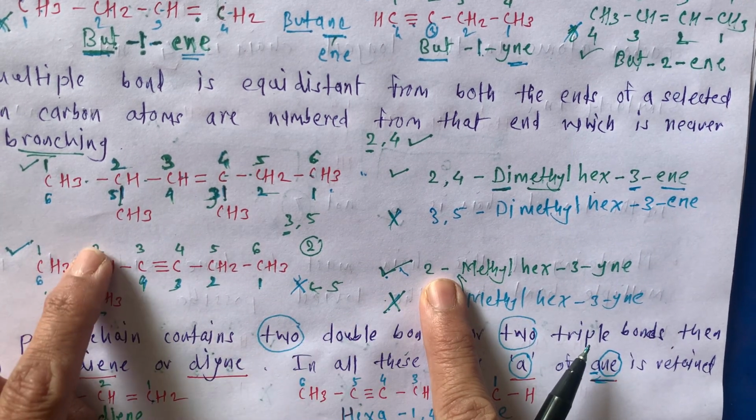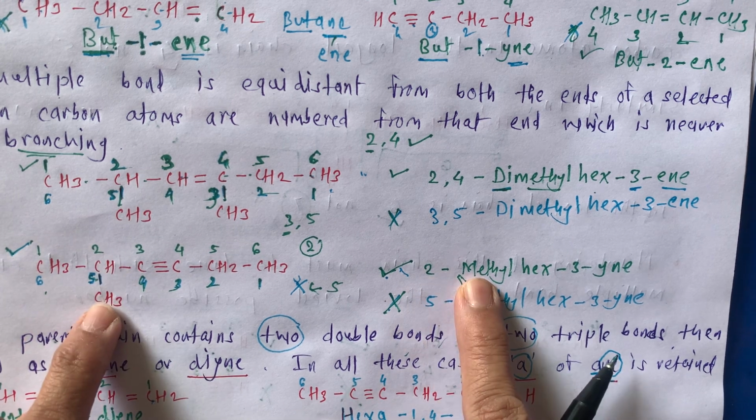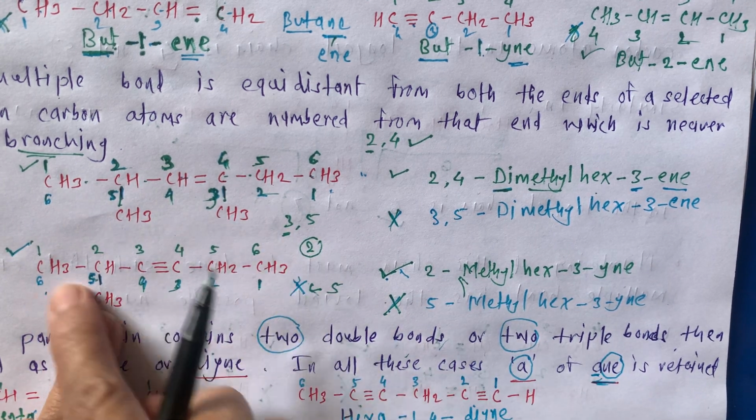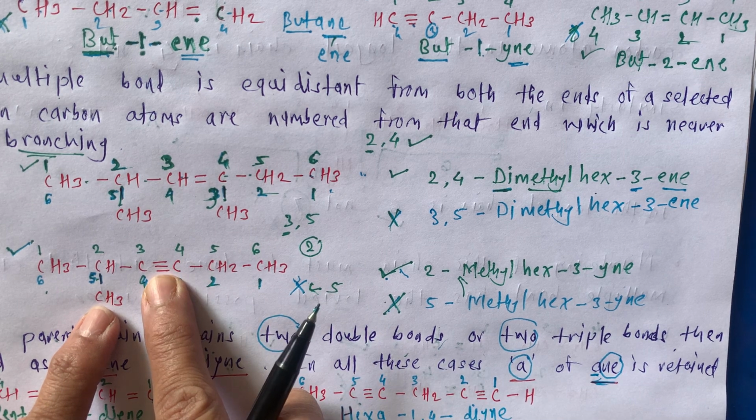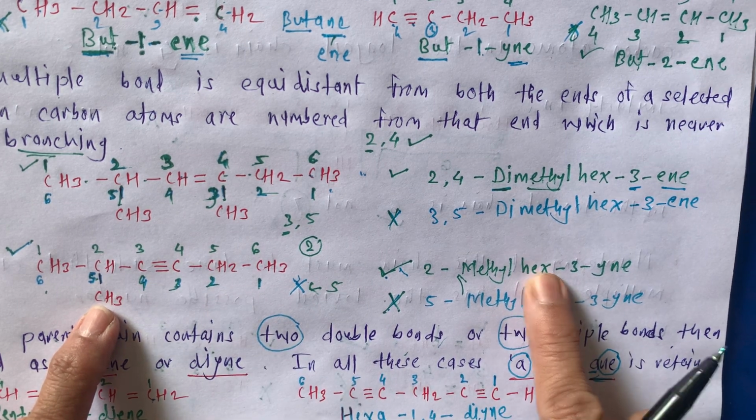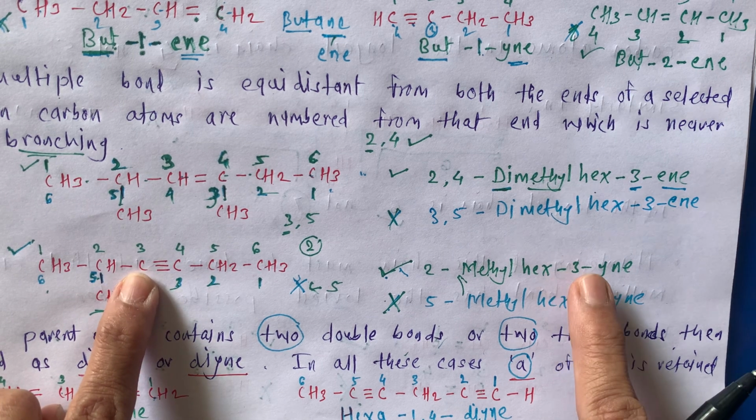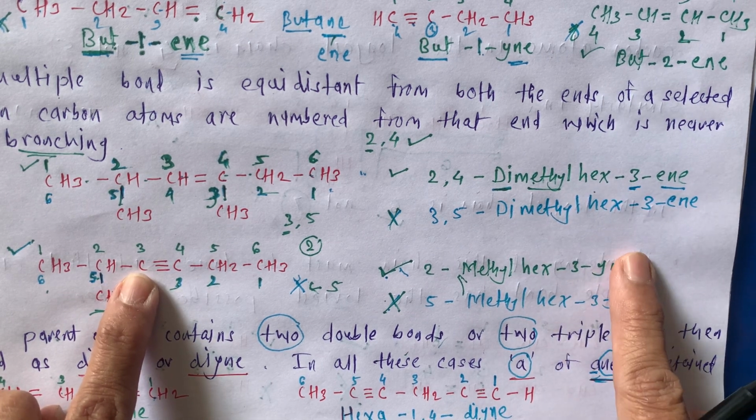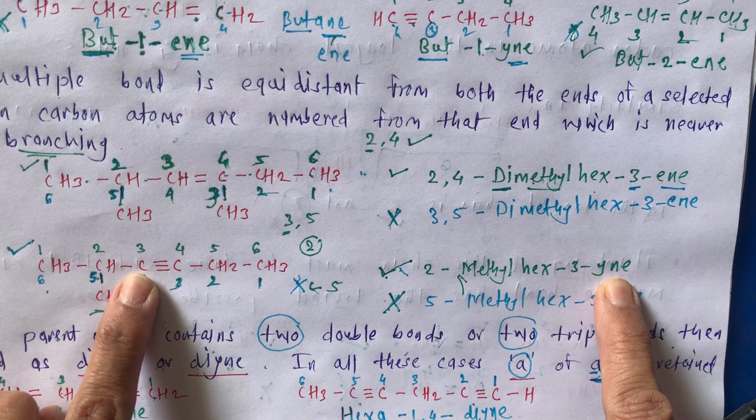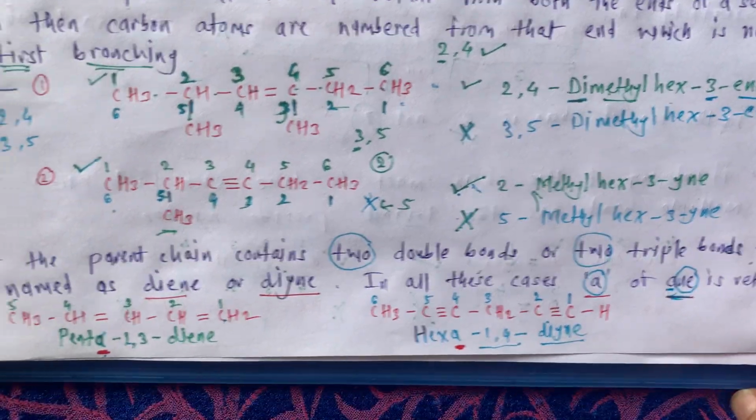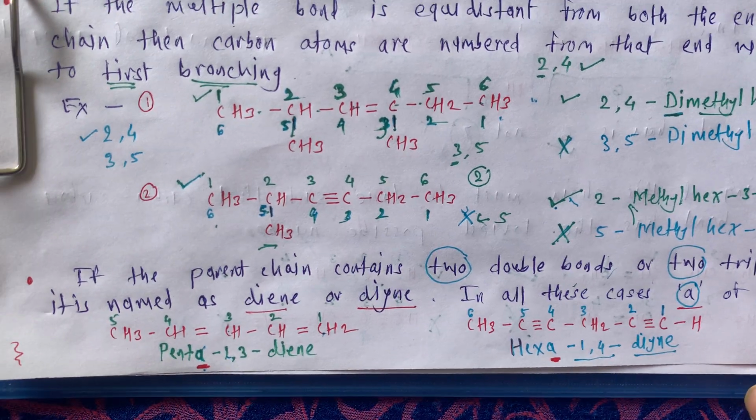At 2, there is a methyl group, so 2-methyl. Total 6 carbons in the longest continuous chain which has the triple bond. So hex, the triple bond is on the third position, so 3, and there is an alkyne, so ending with YNE. Now see the next one.